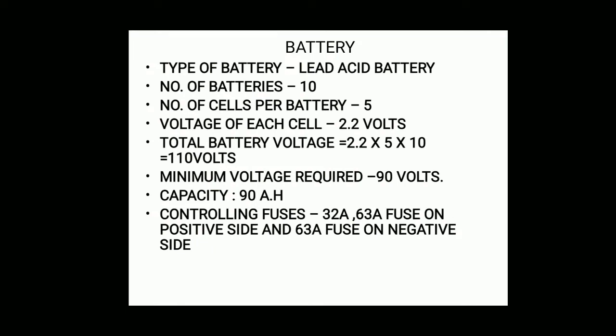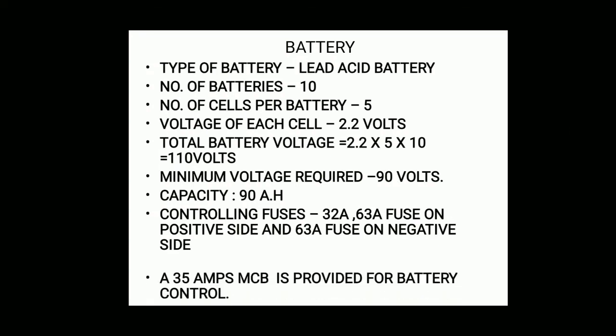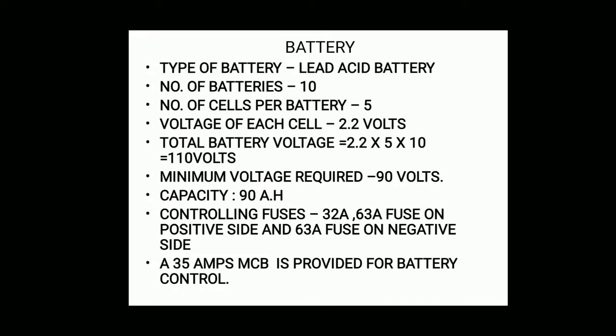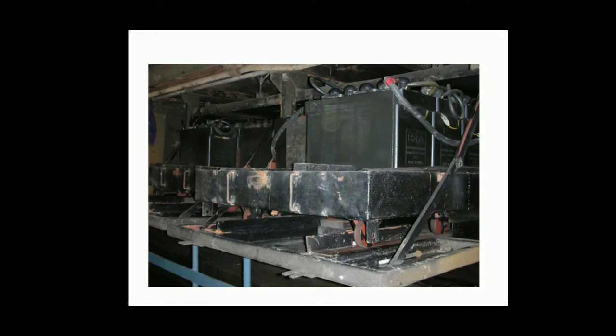Controlling fuses are 32 amps, 63 amps fuse on positive side and 63 amps fuse on negative side. A 35 amps MCB is provided for battery control. Controlling switch for battery is BIS, battery isolation switch. Batteries are provided under motor coach in battery box.